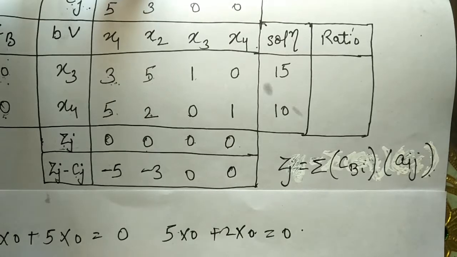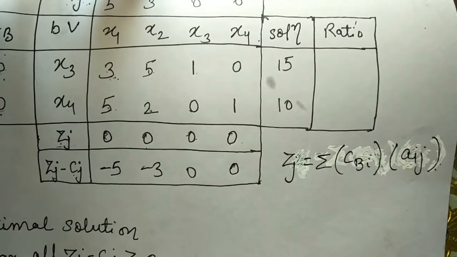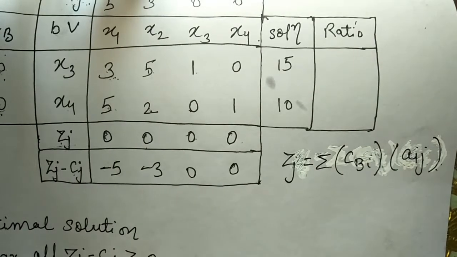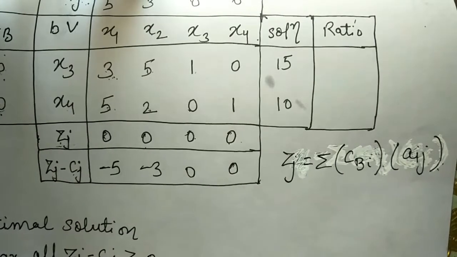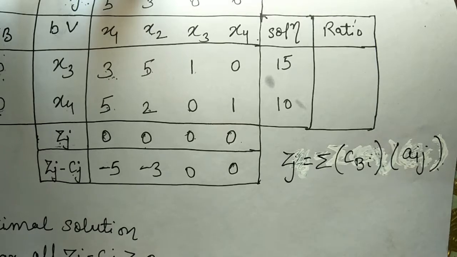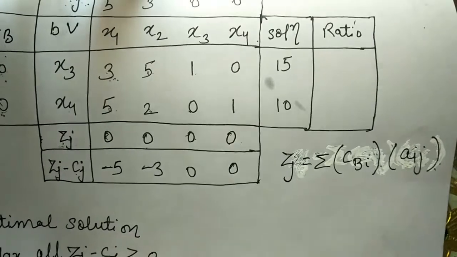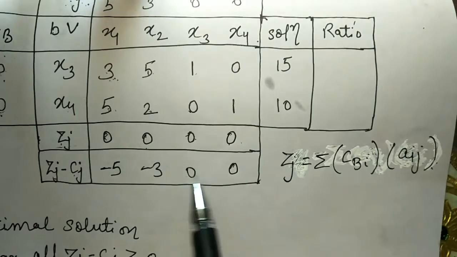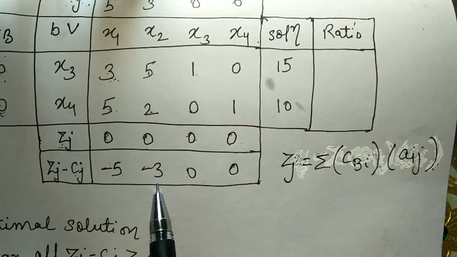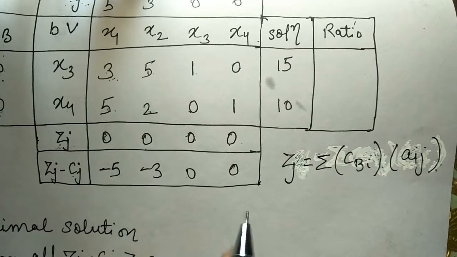Now we have to maximize the function. So there is a condition for maximizing the function. For optimum solution, for maximize, all Zj minus Cj must be greater than or equal to 0. And for a minimization problem, all Zj minus Cj must be less than or equal to 0. This is a maximization problem. So in this case, for optimum solution, all Zj minus Cj must be greater than or equal to 0. But here 2 are 0 and 2 are negative. So we have to go for another simplex table, the next step.